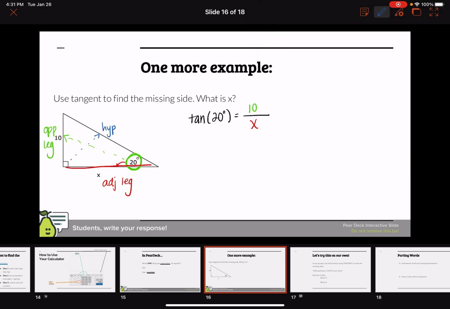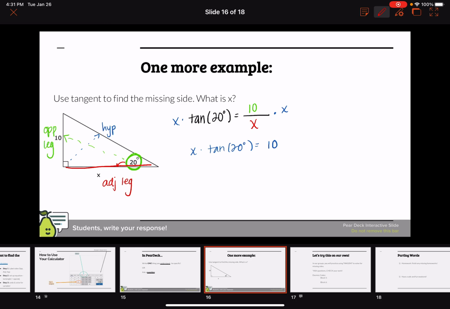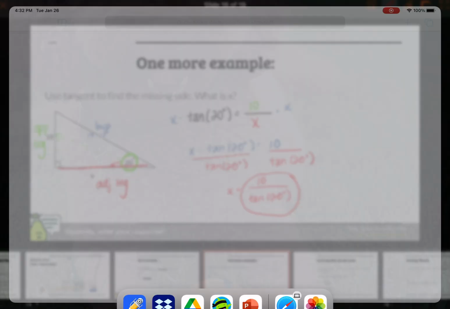We're going to undo dividing by x. So we have x times tangent of 20 degrees equals 10. And then we want to get x alone, so we'll divide by tangent of 20 degrees. That's a number, we'll divide by the whole thing so that we get x equals 10 divided by tangent of 20. Now that x is alone, we will plug this into our calculator, 10 divided by tangent of 20.